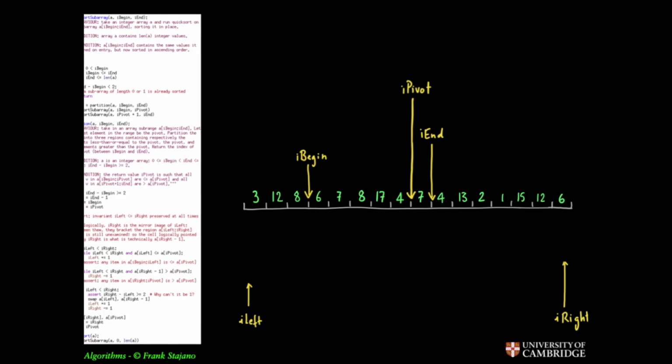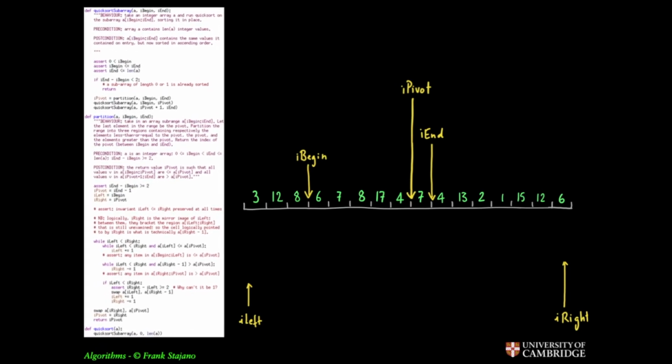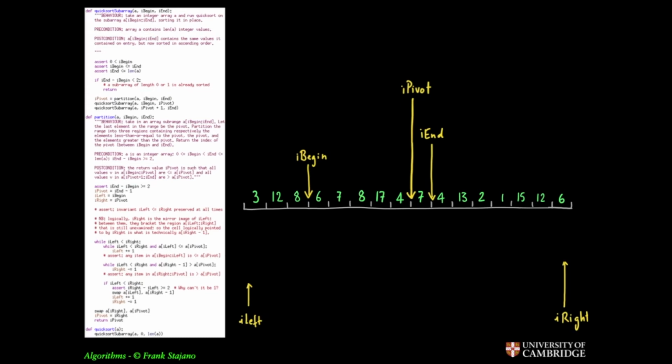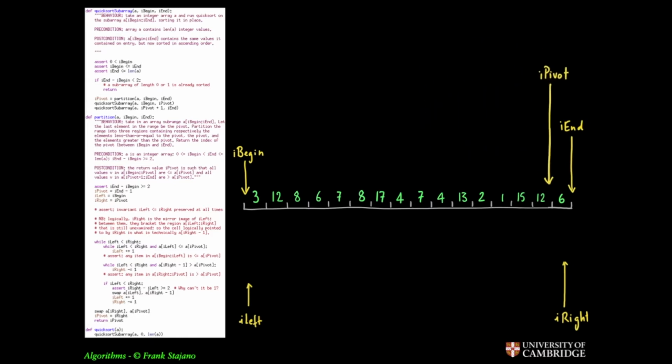So initially, we run Quicksort on an array A by running Quicksort subarray on the subarray of A between 0 and the length of A. So between 0 and the length of A. And so our pivot is going to be the last element in here.